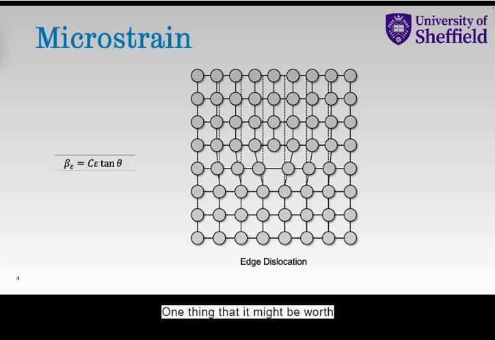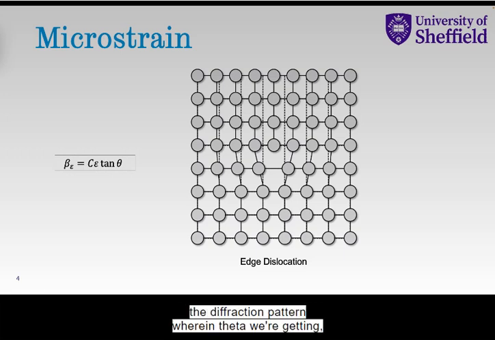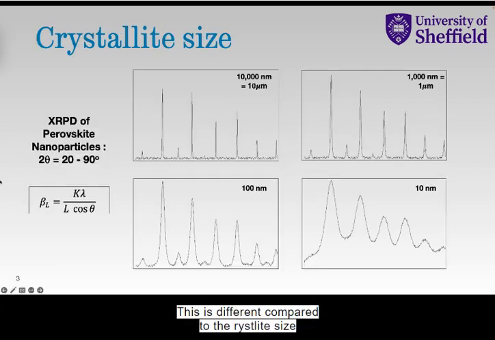One thing that it might be worth noting at this point is that this variation with microstrain varies as a function of tan theta. So depending on where in the diffraction pattern, where in theta we're observing our peak, we'll see a different amount of broadening depending on the microstrain. This is different compared to the crystallite size, where we have a 1 over cos theta dependence, a sec theta dependence. So actually, depending on whether you have crystallite size broadening or microstrain broadening, you'll see a different observation at different points in theta, different amounts of peak broadening.